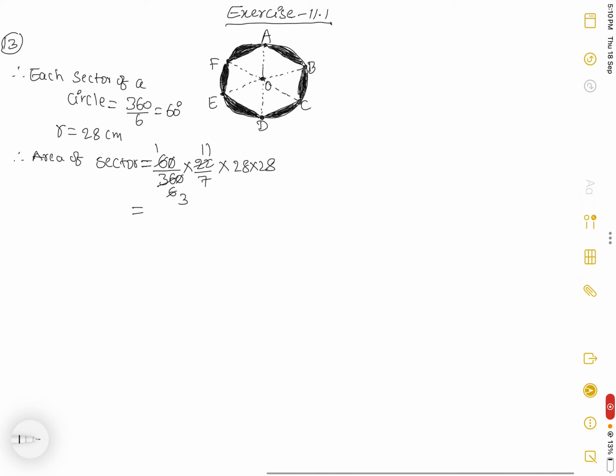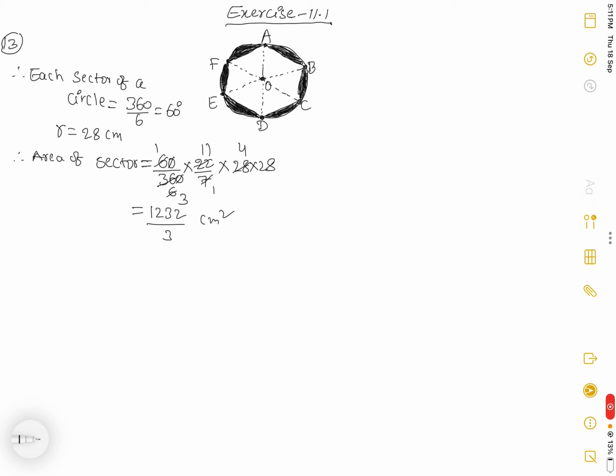Therefore, here we get 11 into 28 into 28. In the 7 table, 28 cancels, 7 ones, 7 fours. Numerator value we get 11 into 4 into 28, that means 1232. Denominator value is 3. So the area of the sector is 1232 by 3 centimeter square.